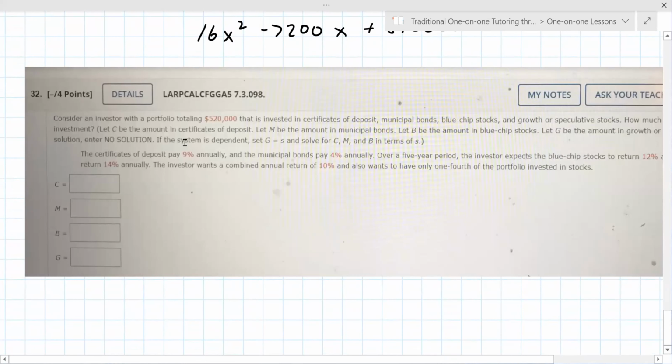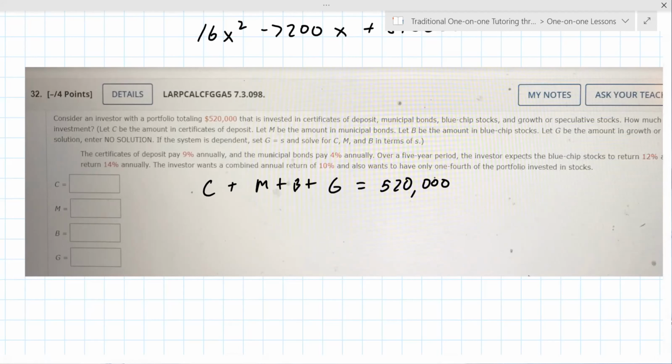Okay. So we got to come up with some equations here. So an investment of 520,000, so that's C plus M plus B plus G equals 520,000. So one to go. Okay. So certificates of deposit pay 9% annually. Municipal bonds pay 4% annually. Over a 5-year period, the investor expects the blue chip stocks to return 12%.